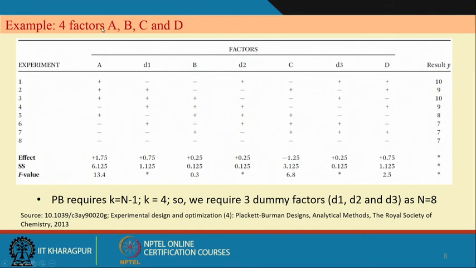Suppose you have 4 factors. If you go by k equal to n minus 1, then k equal to 4 means you require 5 runs. But here, you are using, suppose, 8 runs. So, you have 3 excess runs. That means you can use 3 dummy factors. So, this is one such design where we have A, D1, B, D2, C, D3, D, and this kind of layout is used, and you have used the Plackett-Burman design, the cyclic one.